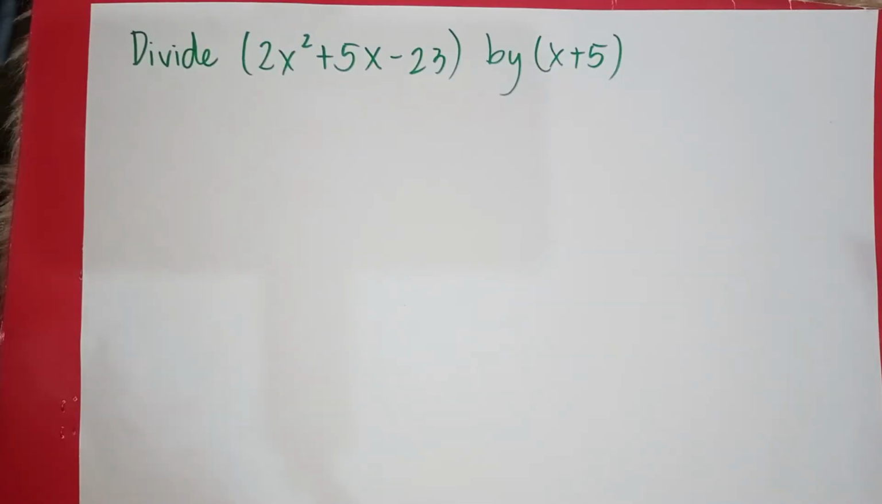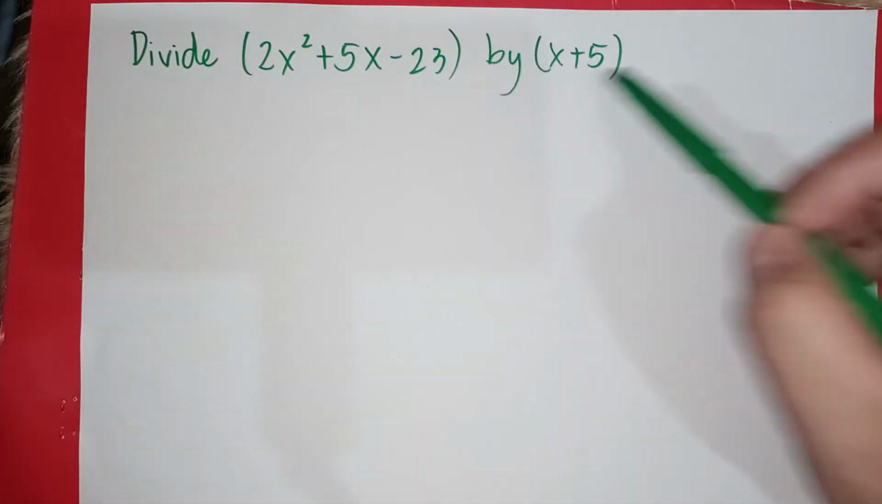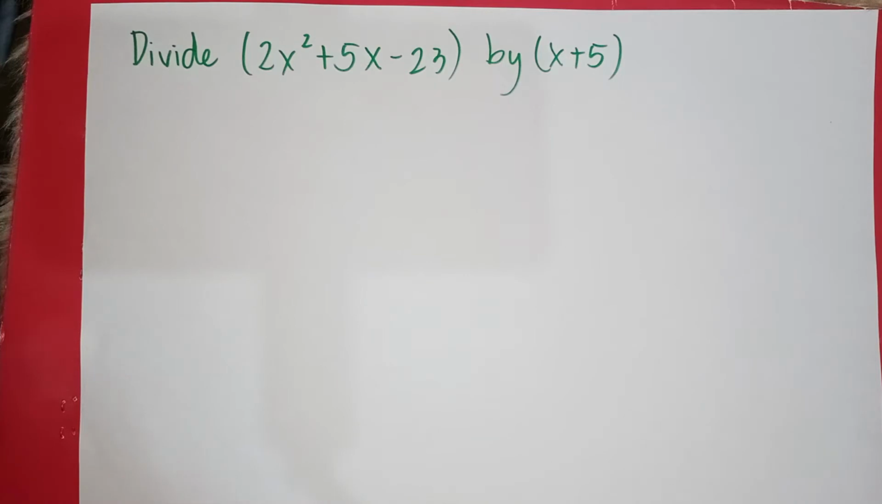Okay, say for instance, you are asked to divide 2x squared plus 5x minus 23 by x plus 5. So, the first thing you are going to do is check if the dividend and the divisor are in standard form. So, paano nyo ba malalaman na naka-standard form yung inyong dividend at saka inyong divisor? So, dapat yung exponent ng inyong variable are nasa descending order. So, from pinakamataas hanggang sa pinakamababang exponent ng inyong variable.